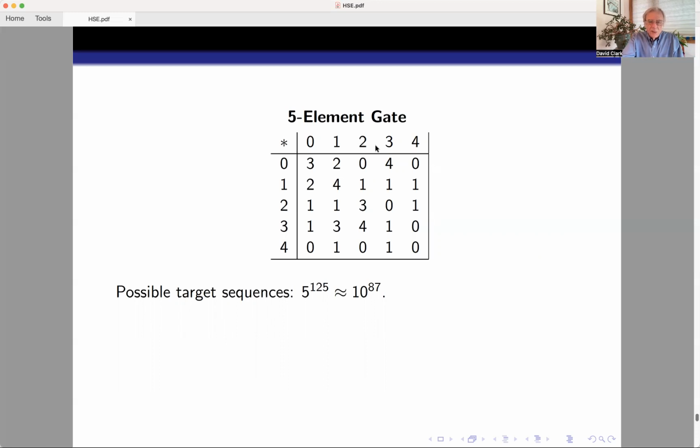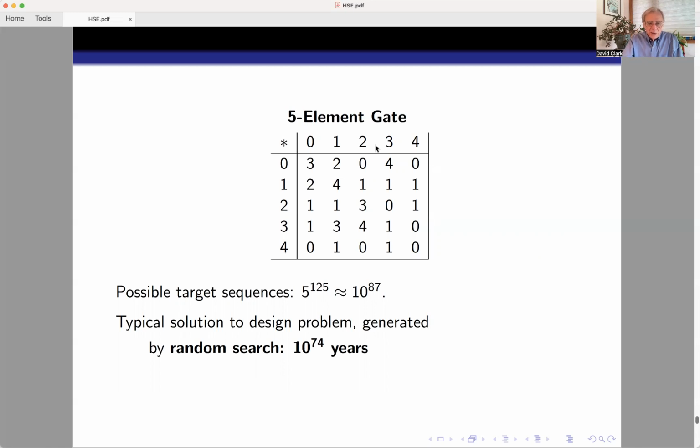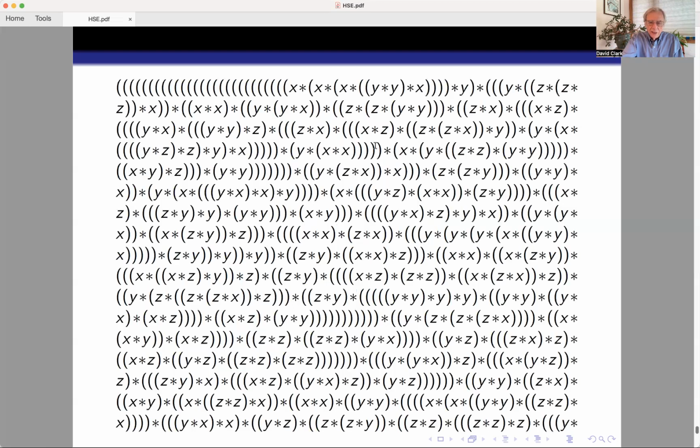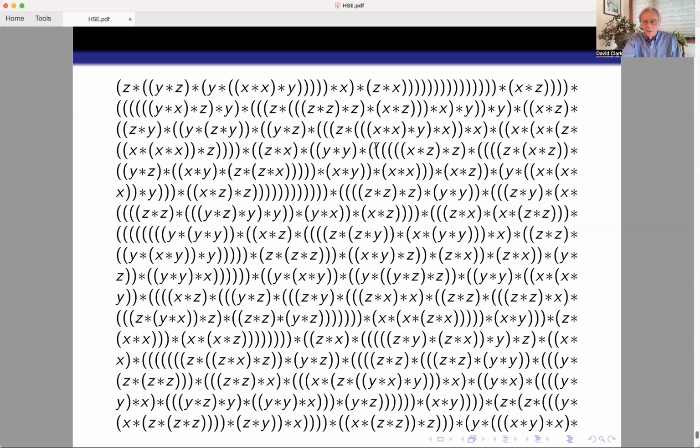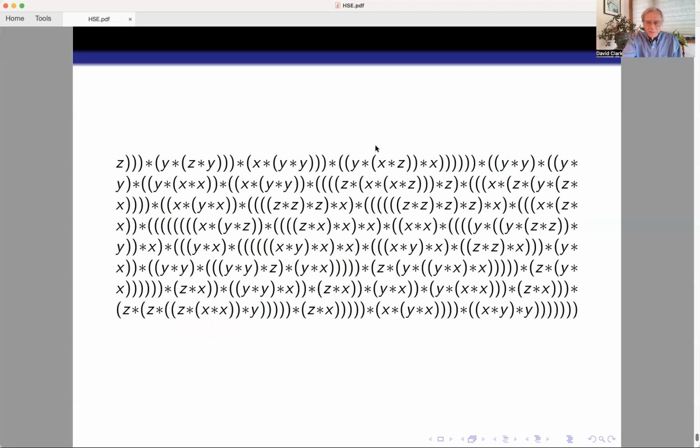So we tried it. And this would take the random search about 10 to the 74 years. So a ridiculous amount of time. And we tried this with the 2-parent evolution. And so we had to wait longer than a second. We had to wait almost 13 seconds. And it produced this solution. Well, this is the first part of it, and there's the second part of it, and there's the third part of it, and that's the end of it.